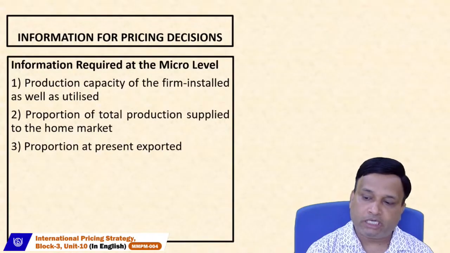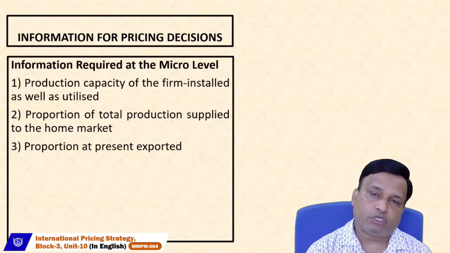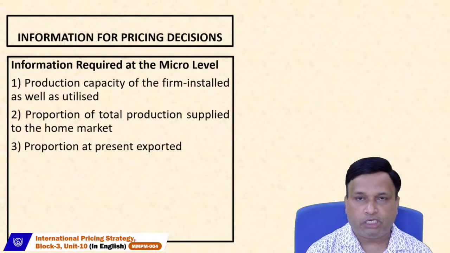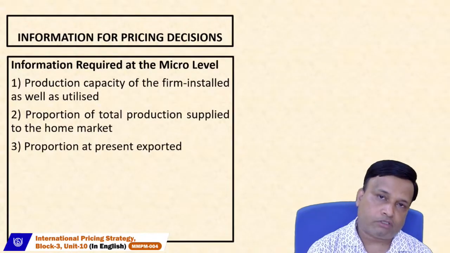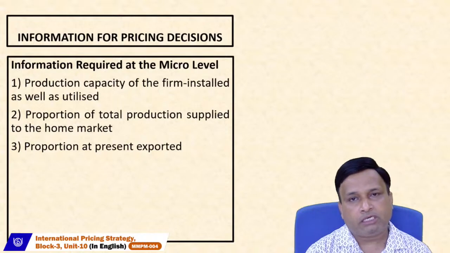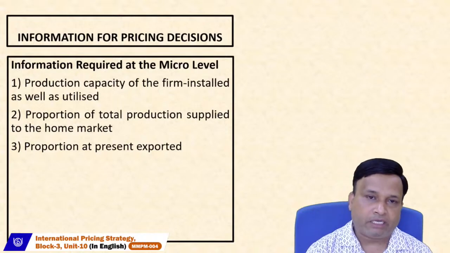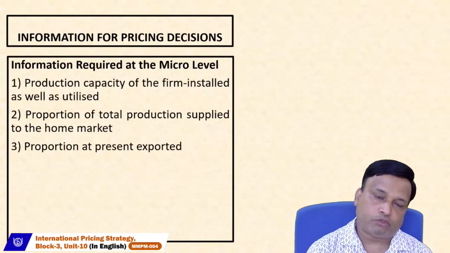Proportion of the product exported. What proportion is exported: are you exporting most of the product or less? So for information at the micro level, you have to understand the production capacity, the proportion of total production supplied to the home market, and the proportion exported.